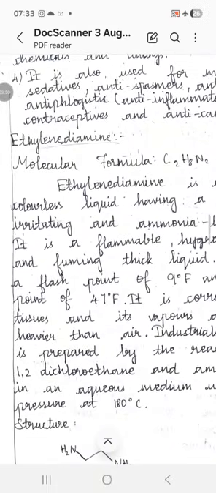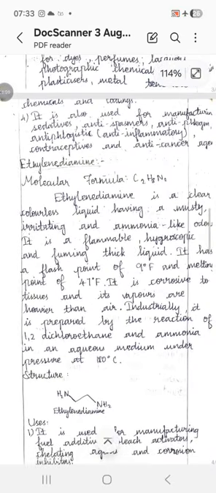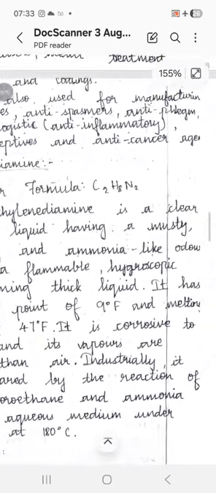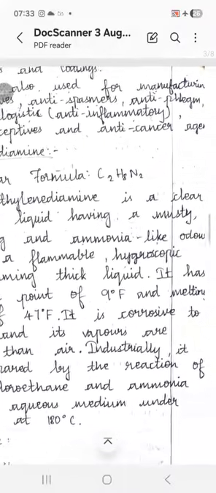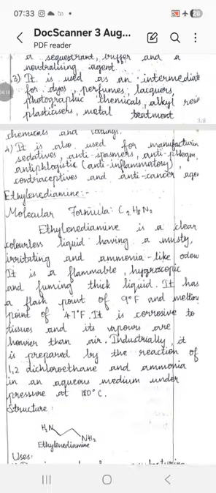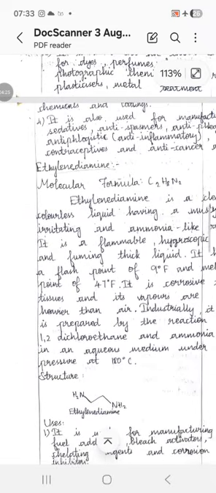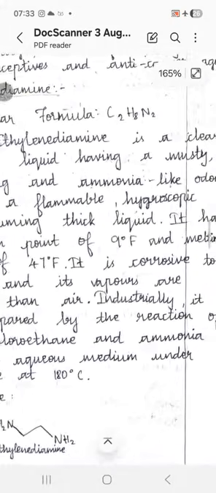The next topic is ethylene diamine. The molecular formula of ethylene diamine is C2H8N2. Ethylene diamine is a clear colorless liquid having an irritating, ammonia-like odor. It is a flammable liquid, and a hygroscopic and fuming thick liquid.